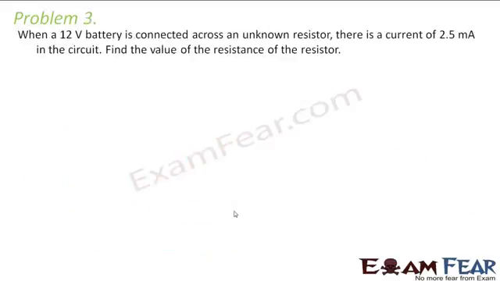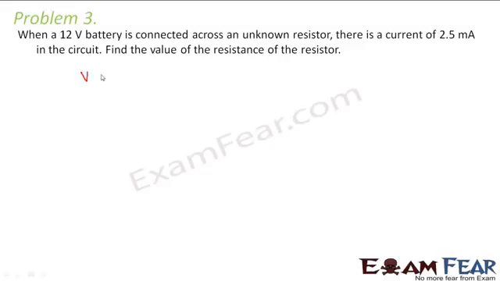Let us look at the third problem. It says when a 12 volts battery is connected across an unknown resistor, there is a current of 2.5 milliamperes in the circuit. Find the value of the resistance of the resistor.